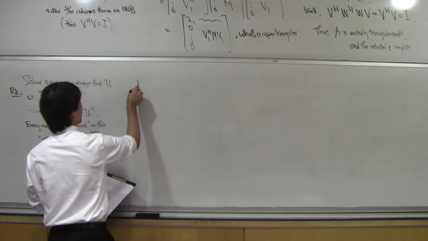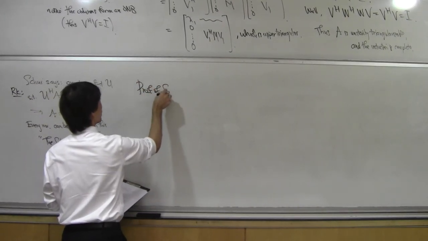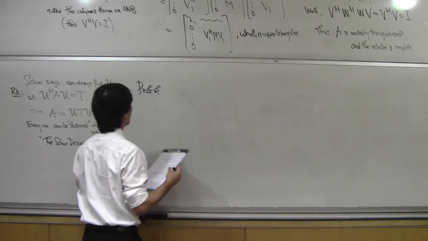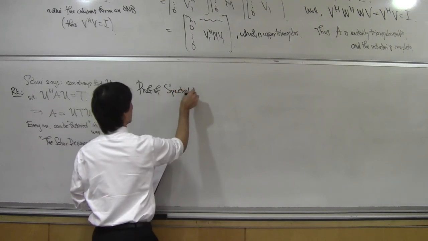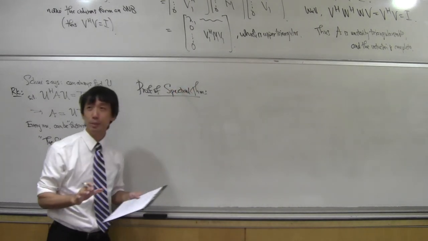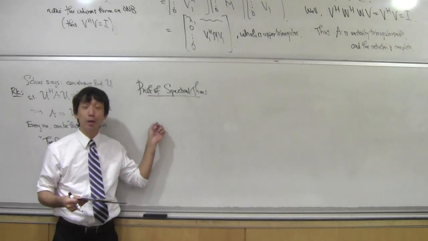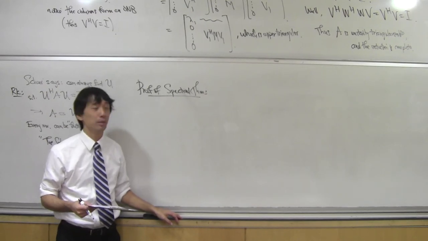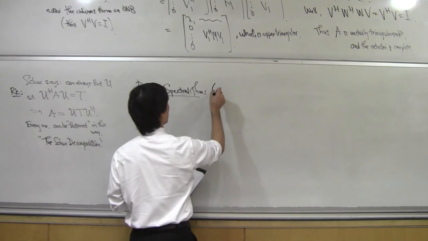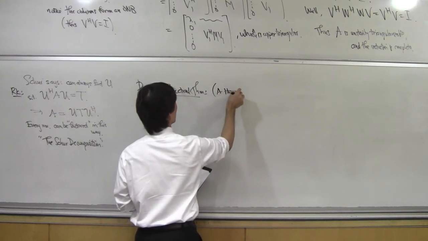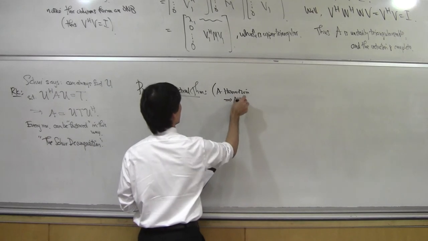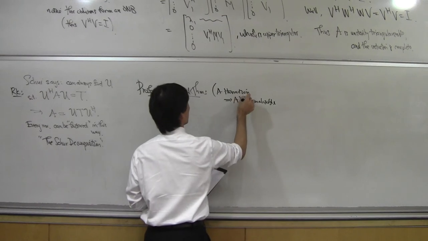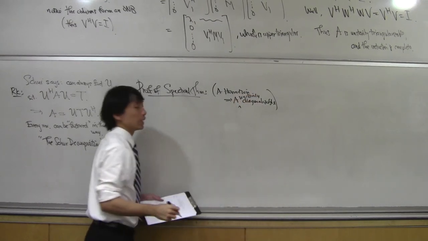Let's do the proof of the spectral theorem. Remember what the spectral theorem says? The spectral theorem says any Hermitian matrix is unitarily diagonalizable. Right? So let's prove it.